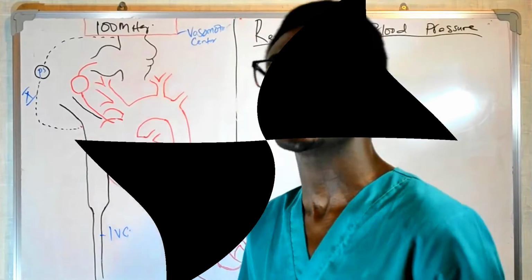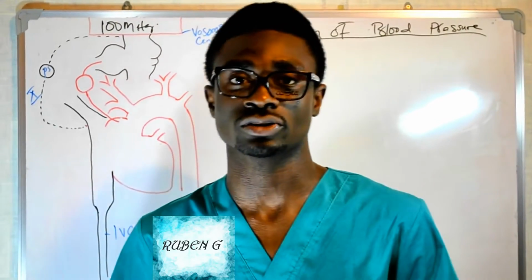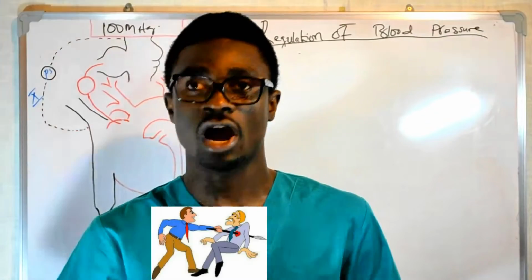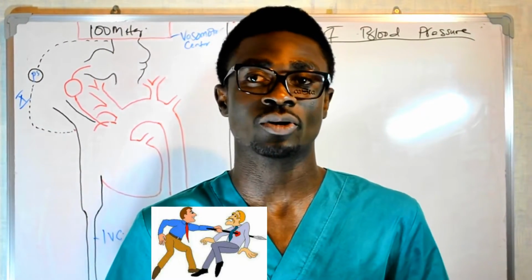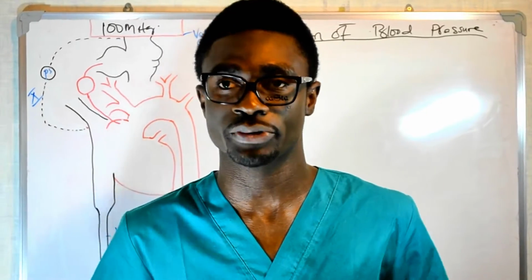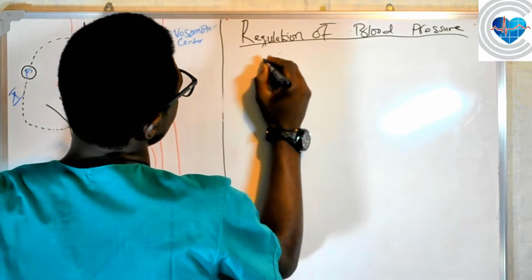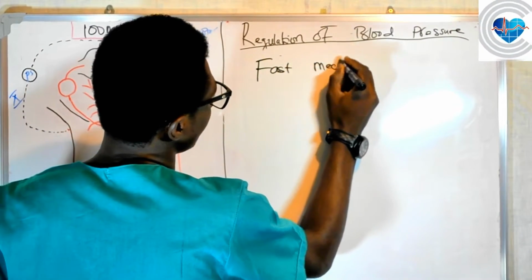Let's go into the first mechanism of how the body responds when we have acute blood loss. A good example is when you stab somebody. How does the body respond? Or when somebody stabs you, how does the body respond in order to maintain your blood pressure? Okay. First mechanism.